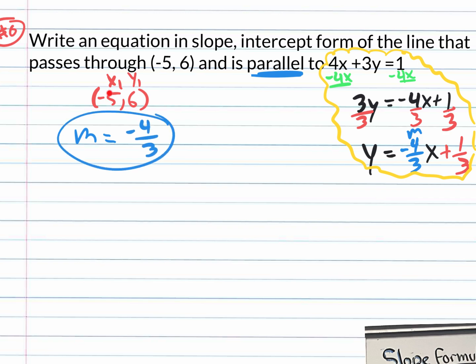This is the point of our line. You don't need to look at this anymore. You already got the information you needed. You're now going to jump to point slope form. Why? Because you have a point and you have a slope. Let's go with point slope form. y minus y1 equals m parentheses x minus x1.